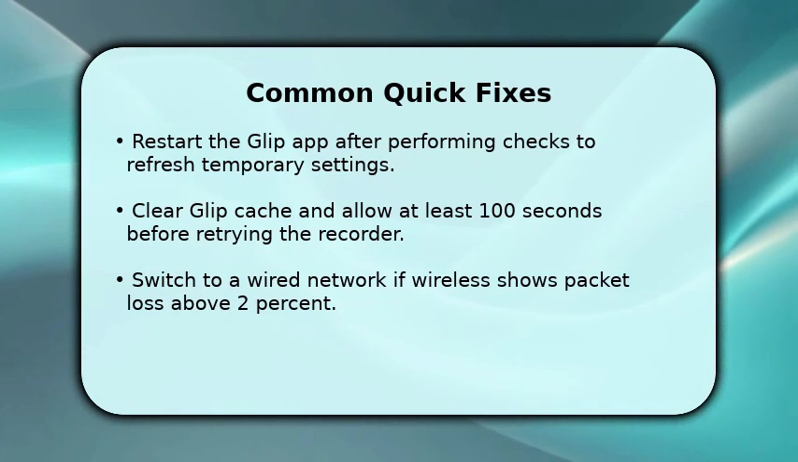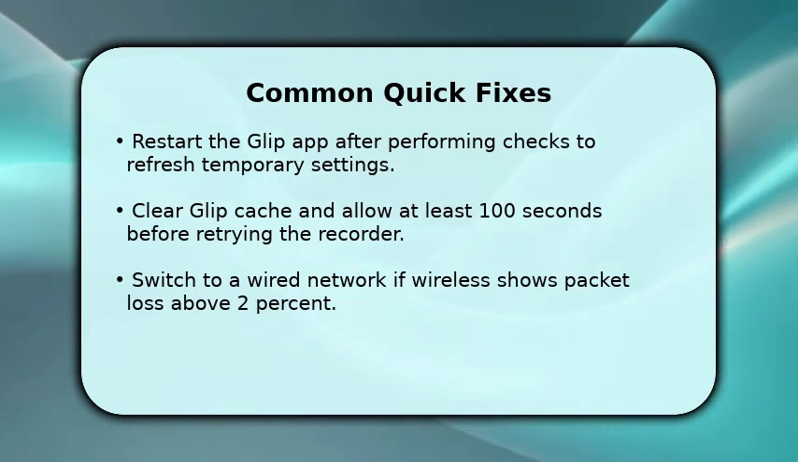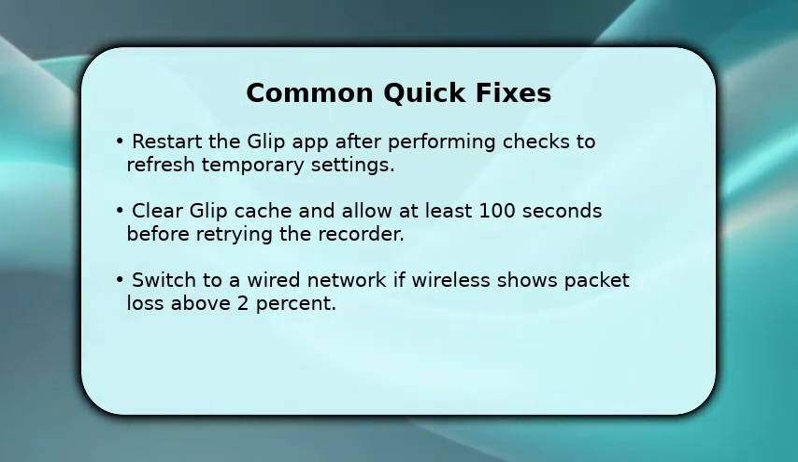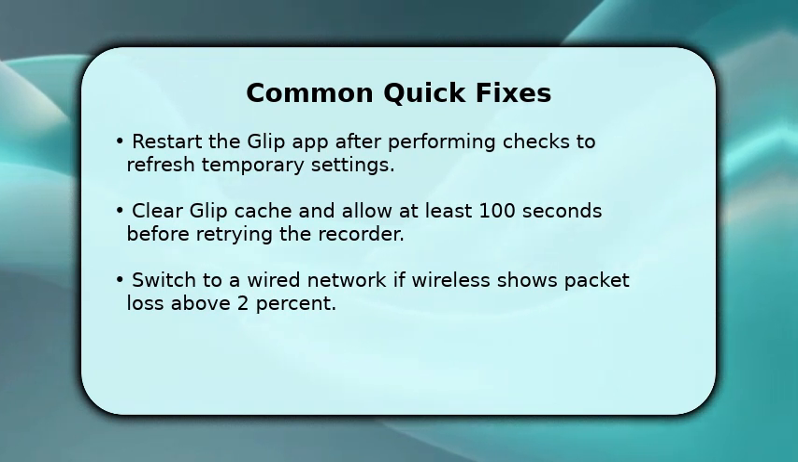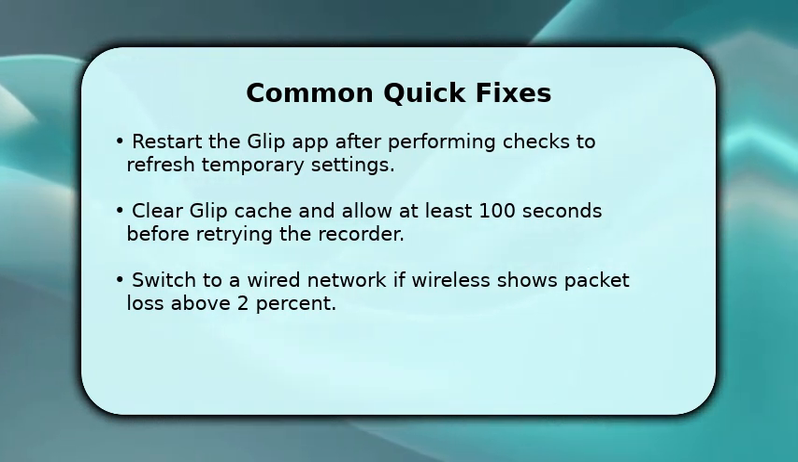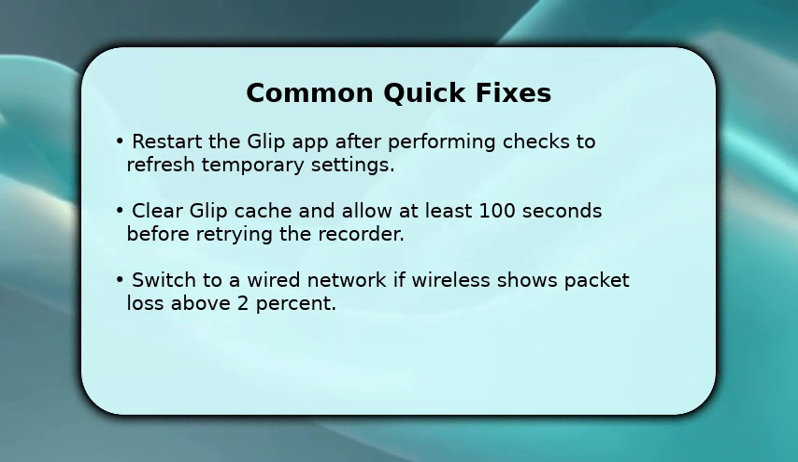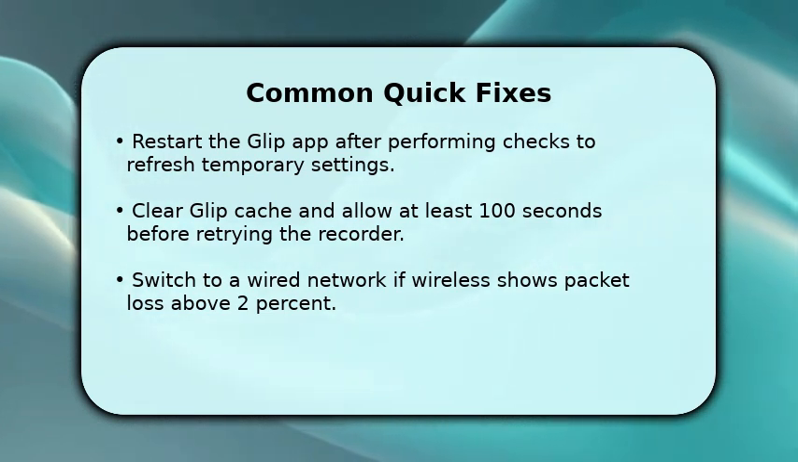If diagnosis did not reveal the problem, try quick fixes now. Restart the Glip app after performing checks to refresh temporary settings. Then clear the Glip cache from app settings and allow at least 100 seconds before retrying the recorder.